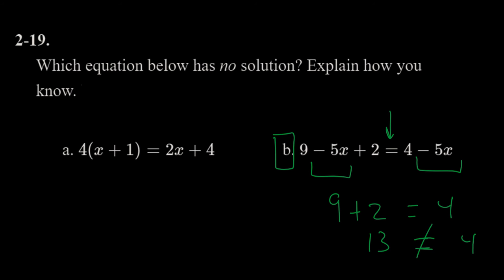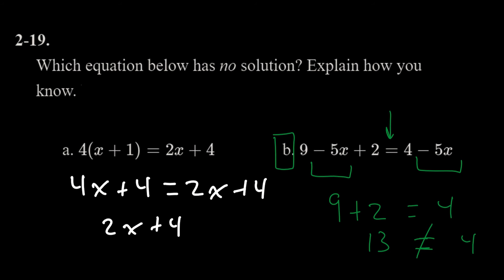So I know that this doesn't have a solution because my terms with variables cancel each other out. Now in the other equation here, if I distribute the 4, this becomes 4x plus 4, and the other side is 2x plus 4. So this one, clearly, if I take away 2x from both sides, 2x plus 4 is equal to 4. Take away 4 from both sides, 2x is 0.